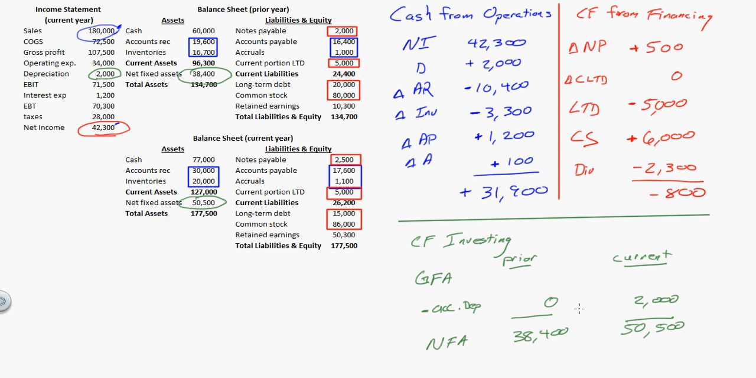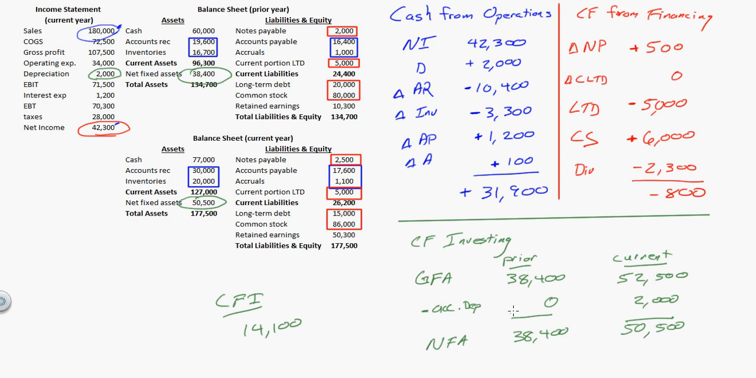Alright, so let's pick 0. That means gross fixed assets were $38,400, because $38,400 minus 0 is $38,400. That means gross fixed assets this year were $52,500. That means the difference, my cash flow from investing, is $14,100. Now, is that positive or negative?